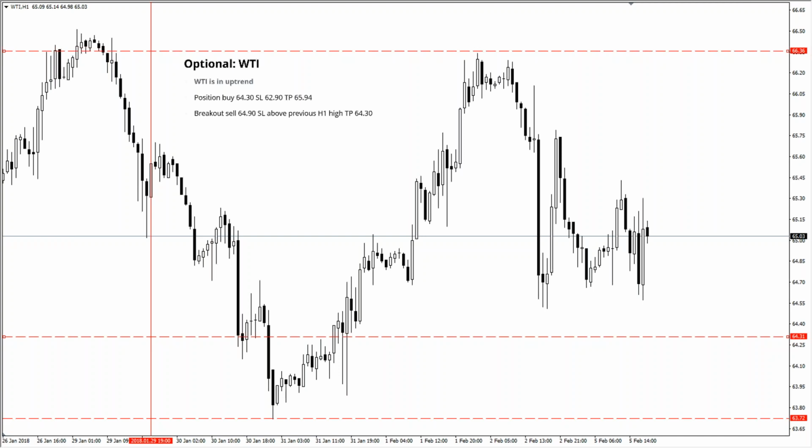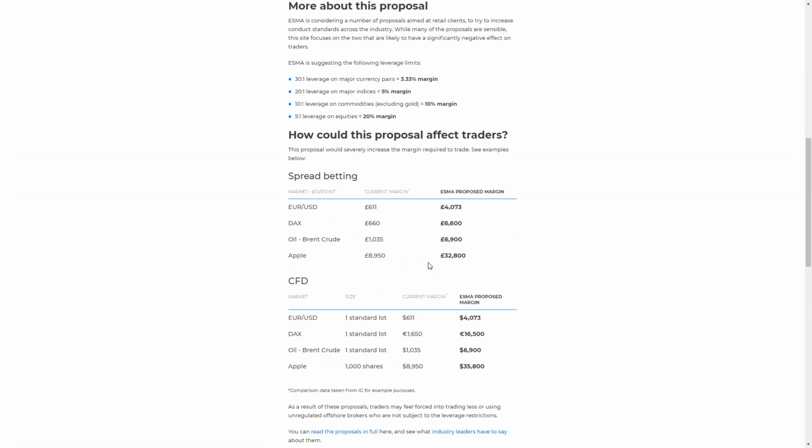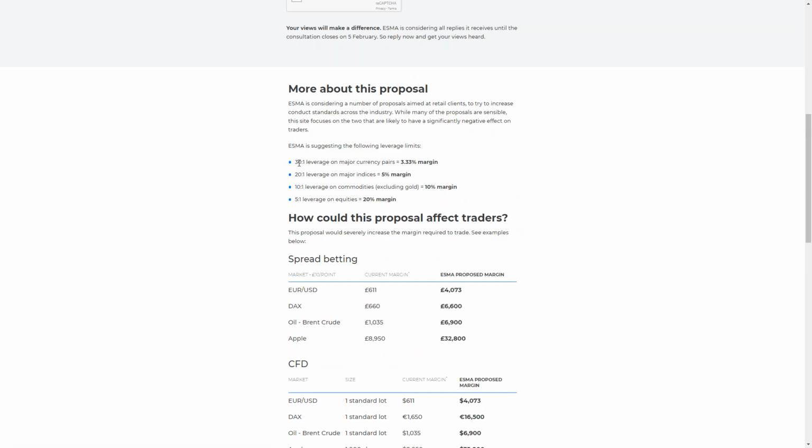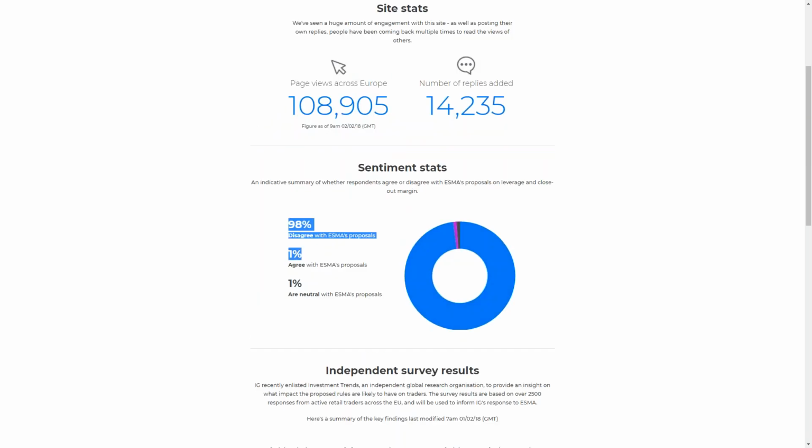So guys, I see still people coming. So once more, before I show you today's setups, if you really feel that this leverage thing is not a good thing, or you think it is a good thing, have your say on leverage, reply to ESMA. And again, my personal opinion only as a trader is that this is completely wrong. And of course, results so far actually say it. So, if you agree with me, then you can comment, of course.